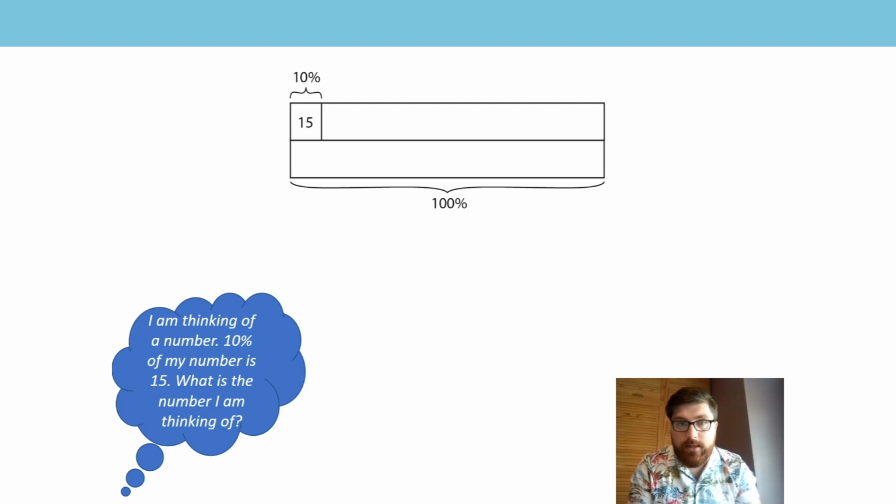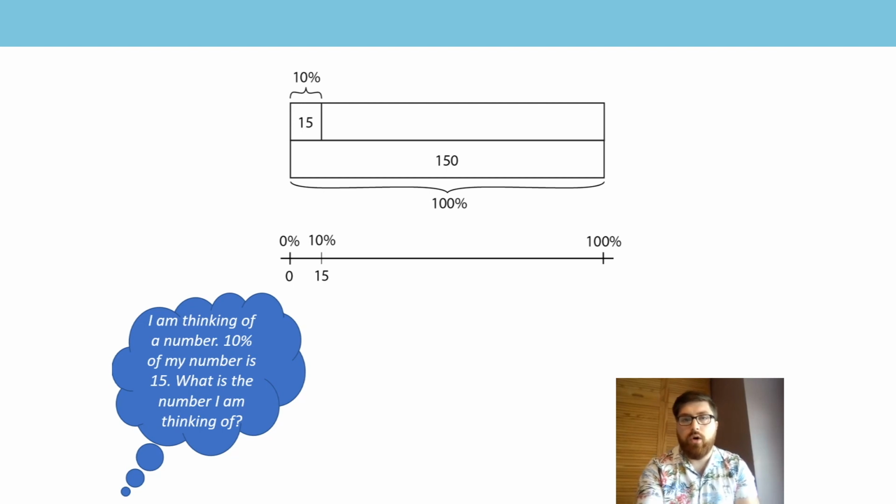Okay, how do you think you've done? Well, we know what 10% of the whole is. We also know that there are 10 lots of 10% in 100%, don't we? So if we multiply this value by 10, we can find 100%, which is 150, because 10% multiplied by 10 makes 100%, and 10 multiplied by 15 gives us 150. So the number I was thinking of was 150.